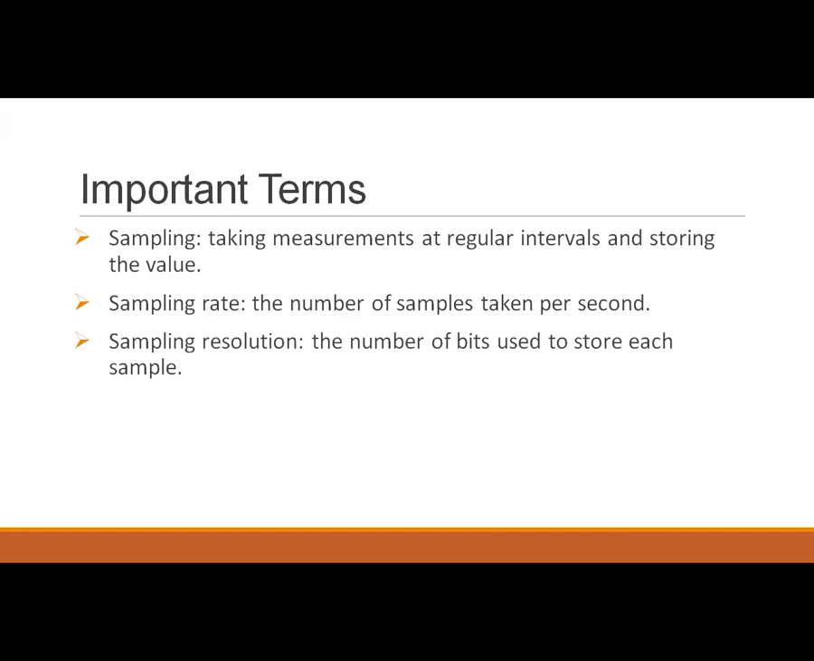And then you have sampling resolution. You might remember the bit depth concept from my previous lecture: the number of bits used to store each sample. The sampling resolution is just the same. Consider a sampling resolution of only 2 bits. 2 bits means you would have only 4 combinations: 00, 01, 10, and 11. That means you are able to store only 4 samples.